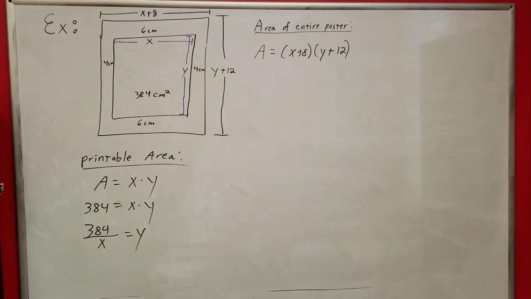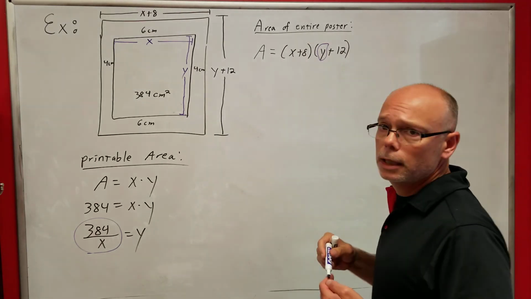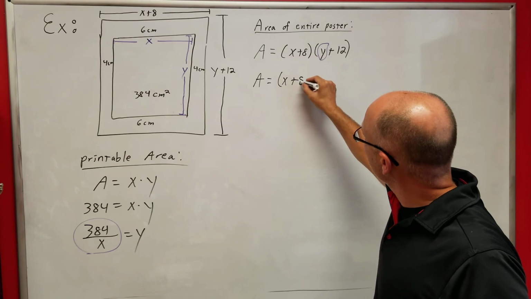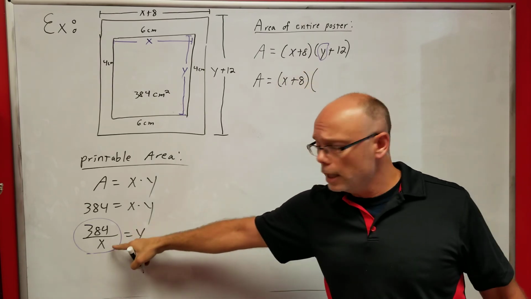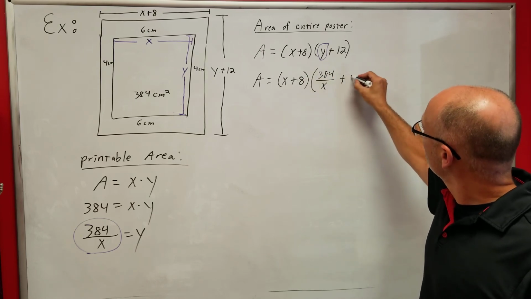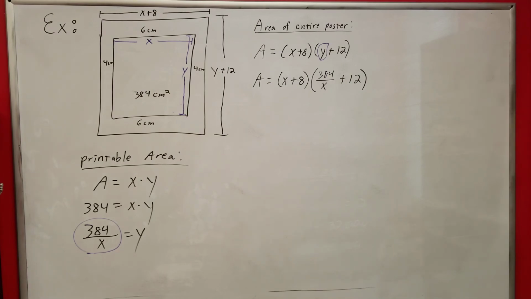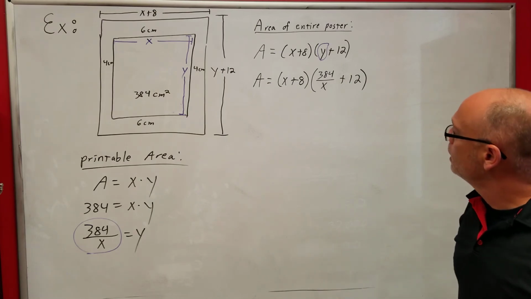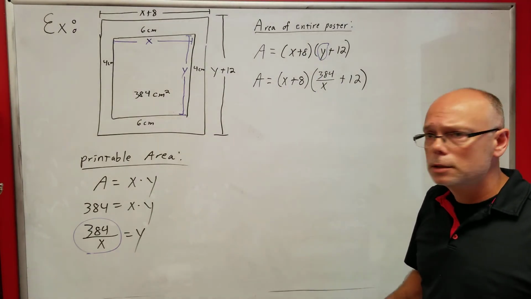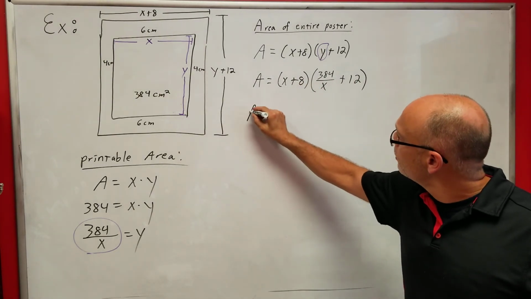So what am I going to do? I'm going to take this stuff and put it in for this Y right here. So we have area is equal to X plus 8. Instead of Y, I'm going to put 384 over X plus that 12 that comes down, right? All right, you could go ahead and take your derivative here, but I'll have to use a product rule if I do that. It'll be easier probably if I multiply everything out, then take a derivative. So I'm going to multiply everything.